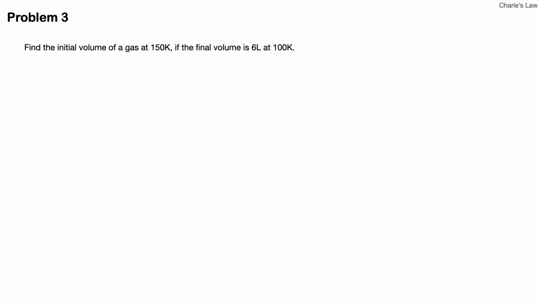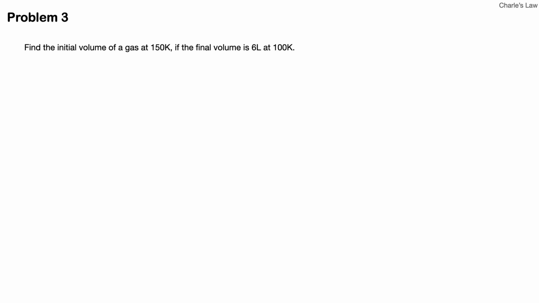Problem number 3, this is related with Charles' law. This is a very short, simple problem. It says: find the initial volume of a gas at 150 Kelvin if the final volume is 6 liters at 100 Kelvin. In the previous examples you calculated the final volumes. Here you have to calculate the initial volume of a gas at 150 K, if the final volume is 6 liters at 100 Kelvin.